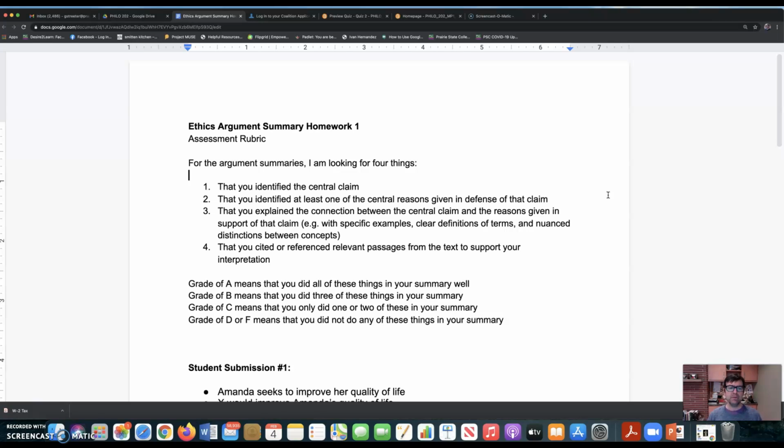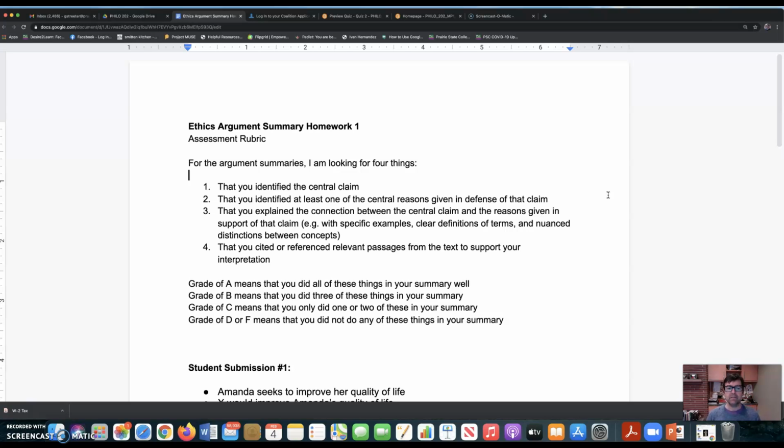First, that you have identified the central claim. So in this case, Heathwood's central claim. You know, there might be more than one central claim that you think Heathwood is making. In that case, I'm asking you to identify what you take to be the central claim.